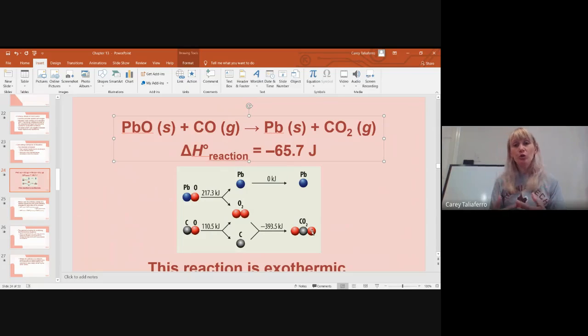Now, you do your heat of formation or your heat of the reaction problem, and you look. So lead, it's an elemental substance. Its heat of formation is 0. All right, and then you come down and you look for the heat of formation of carbon dioxide, which is negative 393.5 kilojoules. All right, so you take these into account. You do your reactants minus your products, and you get negative 65.7 joules. It's negative. This reaction gives off heat, so it's exothermic.